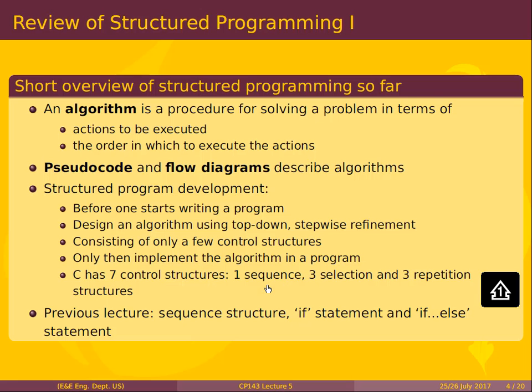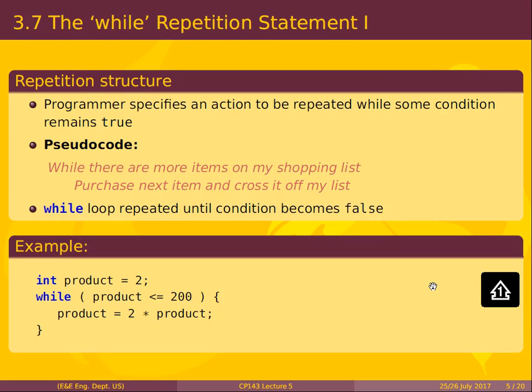We've talked about algorithms, pseudocode, and flow diagrams, so I'm going to skip that. The concept of a repetition structure: a repetition structure is how a programmer specifies that a particular action has to be repeated while some condition remains true. In pseudocode, here's an example: while there are more items on my shopping list, purchase the next item and cross it off my list. You can do this using a while loop.